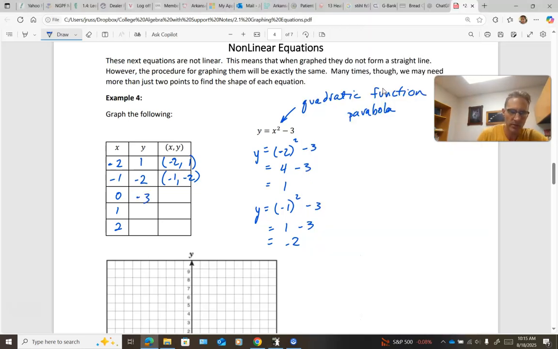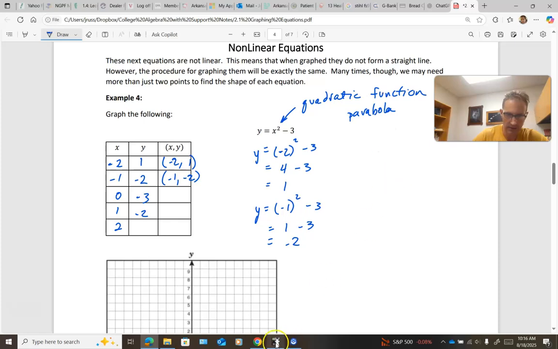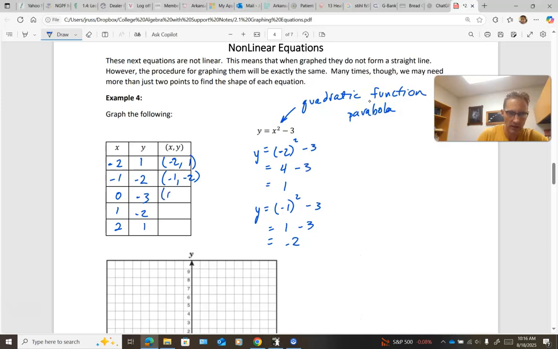So again, you can do these manually if you want. But for the sake of time, because I know I tend to lose your interest rather quickly, I'm just going to get these from the calculator. All right, and then when x is 2, y is going to be 1. Okay, so go ahead and write these as ordered pairs.